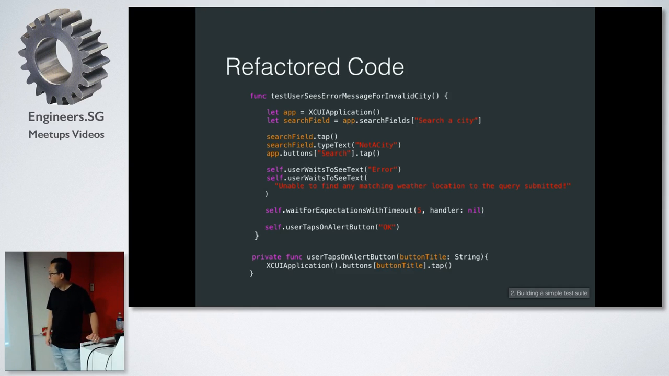Once we created the expectation, wait for 5 seconds. And next, we have user taps on alert button. So the private function we have here is simply application.buttons, pass in the string, and tap. So as you can see here, we didn't really do much. We simply fill in the blank for the missing or incorrect codes, and then we organize them a bit. So it's pretty simple to use.